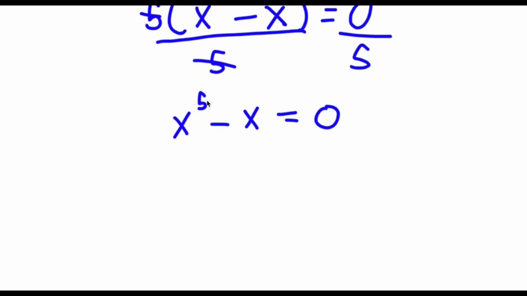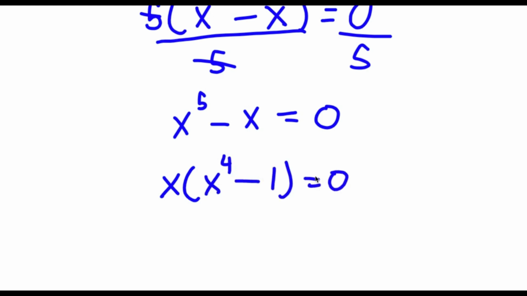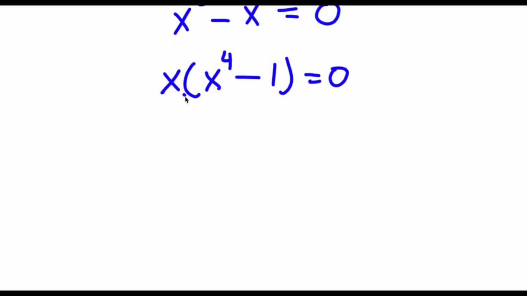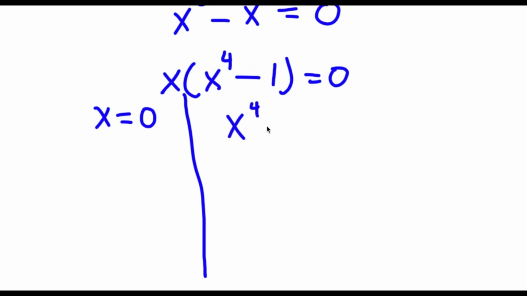Now from here, I can go ahead and factor out x. If I factor out x from here, I get x times x to the power of 4 minus 1 is equal to 0. And now this gives me 2 equations. I have x is equal to 0, and I also have x to the power of 4 minus 1 is equal to 0.